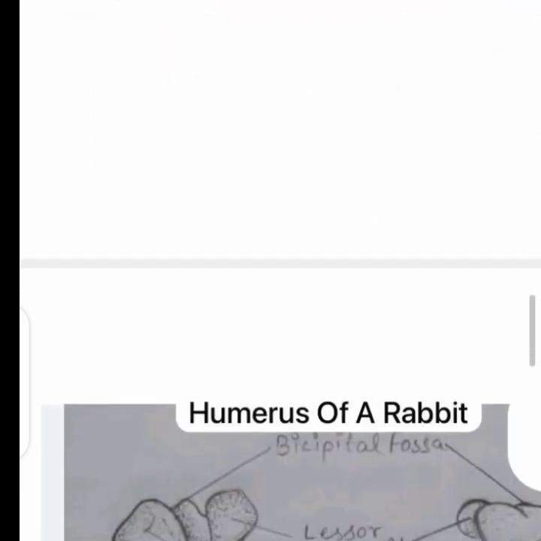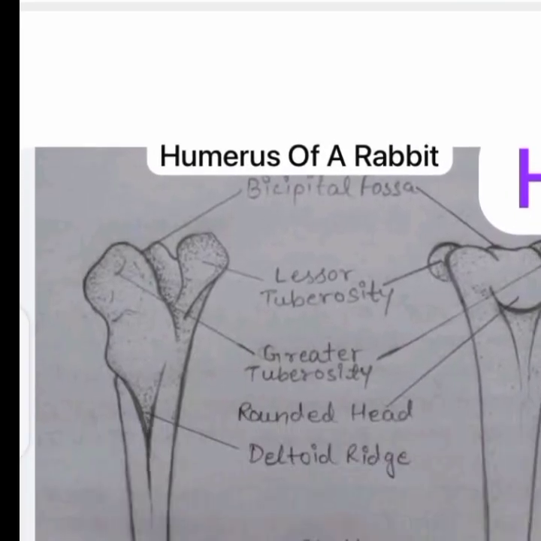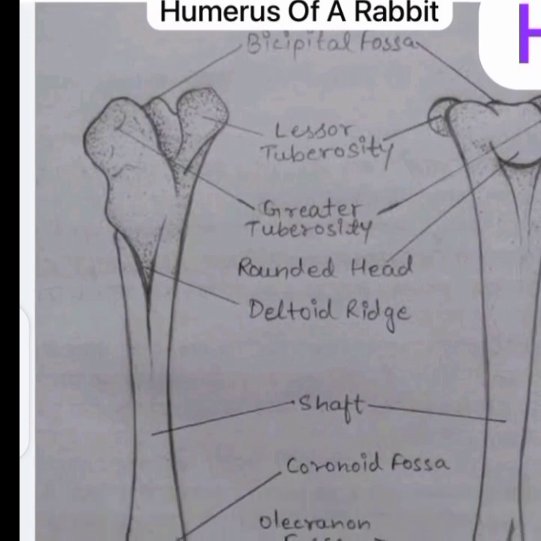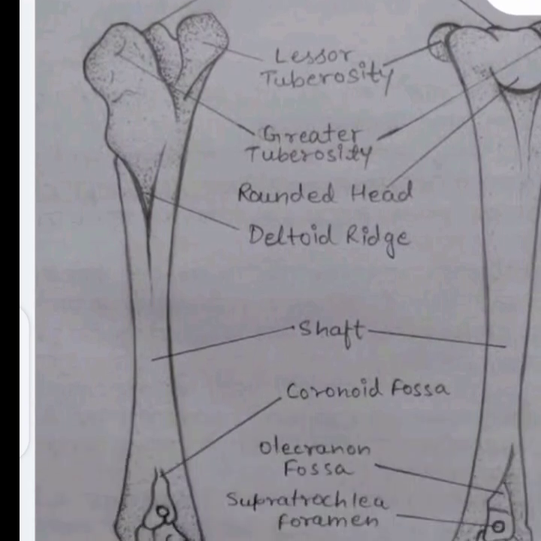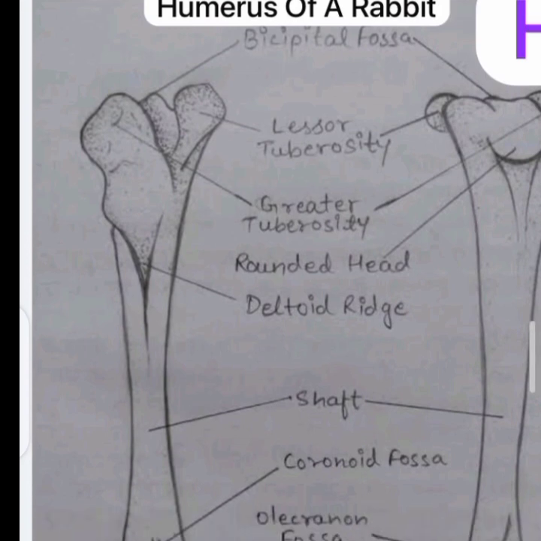So let's move to specimen H, and that is the humerus of a rabbit. The humerus is a long bone in the upper arm of the rabbit, connecting the shoulder to the elbow. It's connecting the shoulder of the rabbit to the elbow. So there are some features we need to talk about.